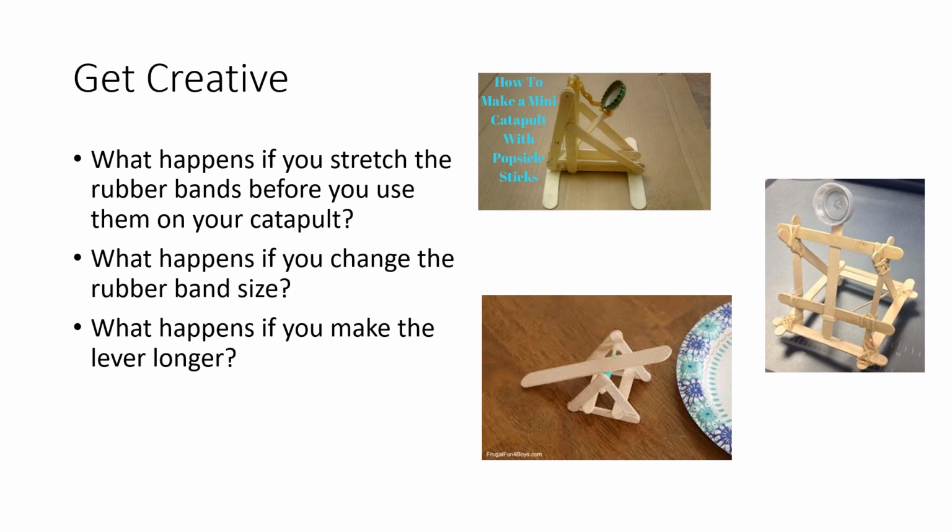Also, I would encourage you for this, especially for some of our older students, get creative. What happens if you stretch rubber bands before you use them on your catapult? What happens if you change the size of a rubber band? If a thick one or a thin one, which one will go further? What happens if you make the catapult lever where you're going to possibly attach your bottle cap or shoot your pom-pom from? What happens if you make that even longer? These are all good things to be thinking about as you finish building your catapult.